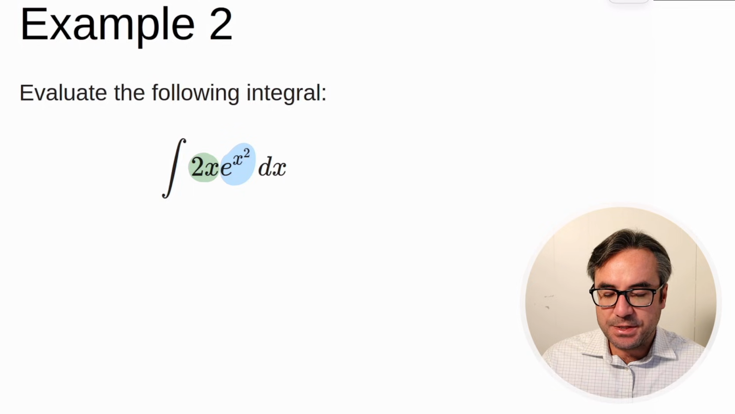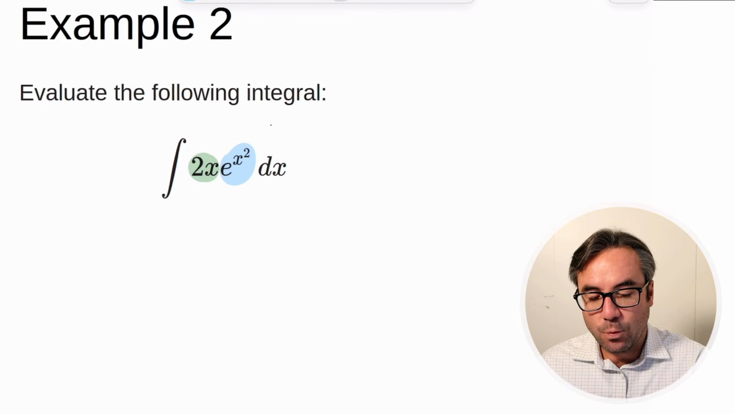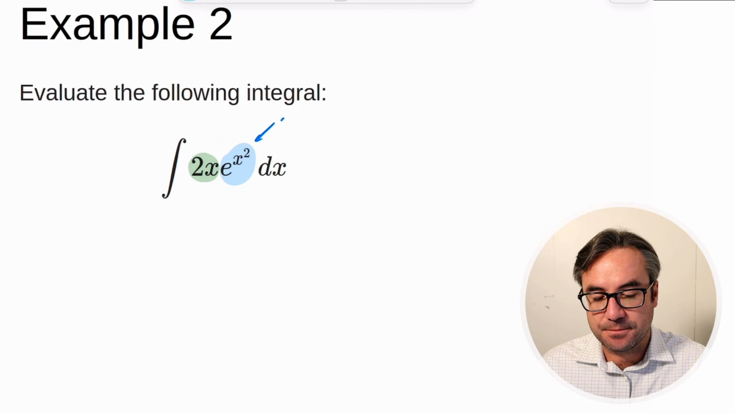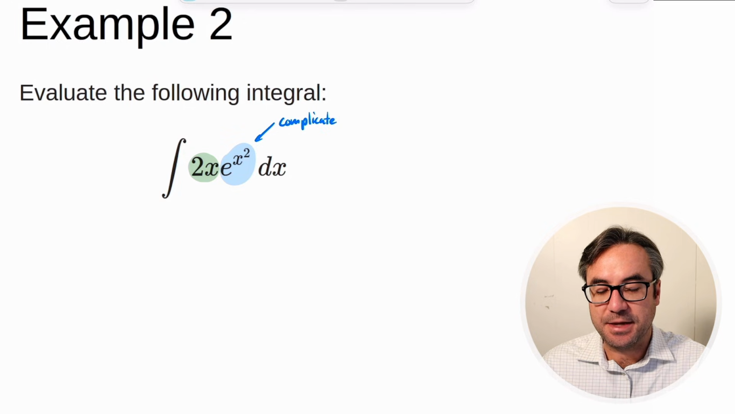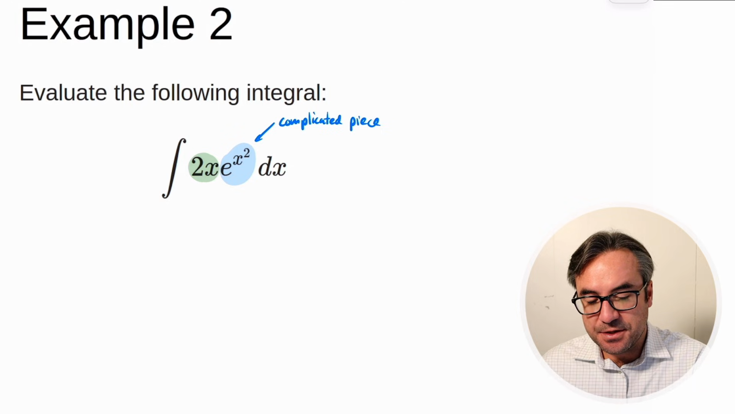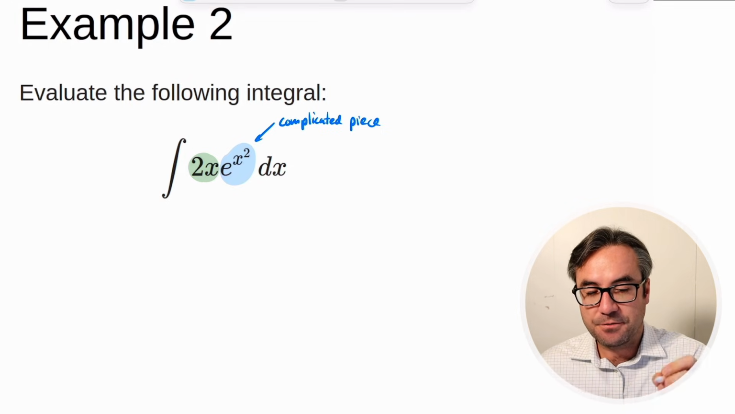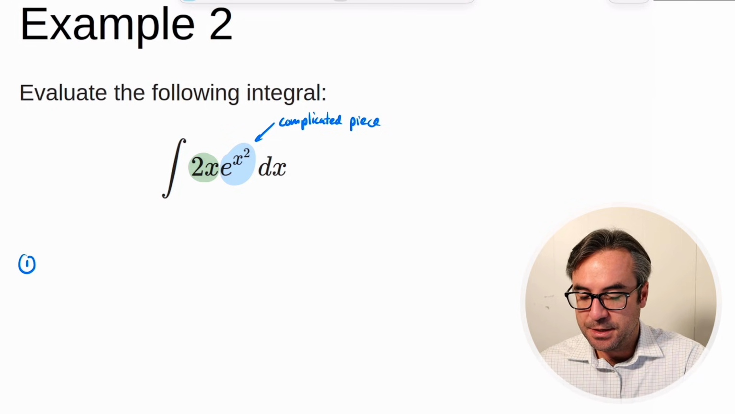And so we see an exponential, and we want to think, what is the inner function for that complicated piece? Well, the inner function is the stuff that's up in the exponent. So our first step again is to choose u and calculate du.